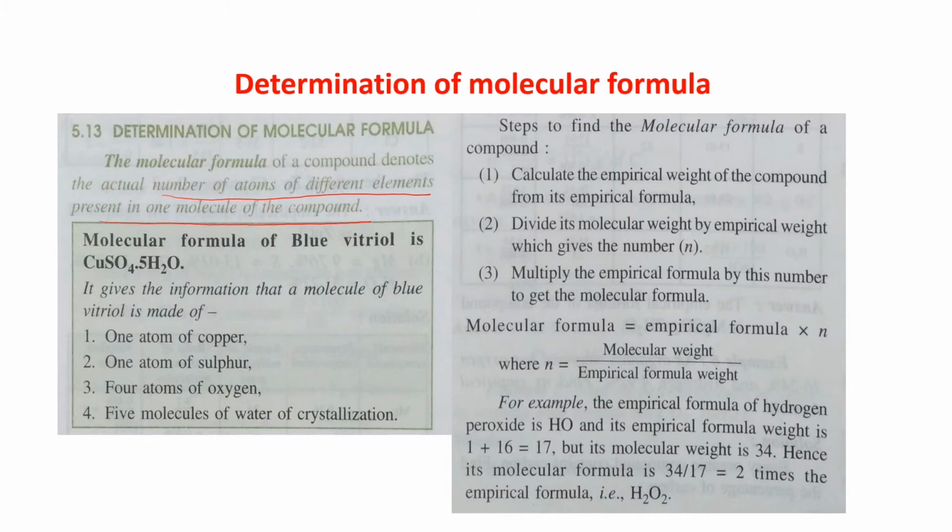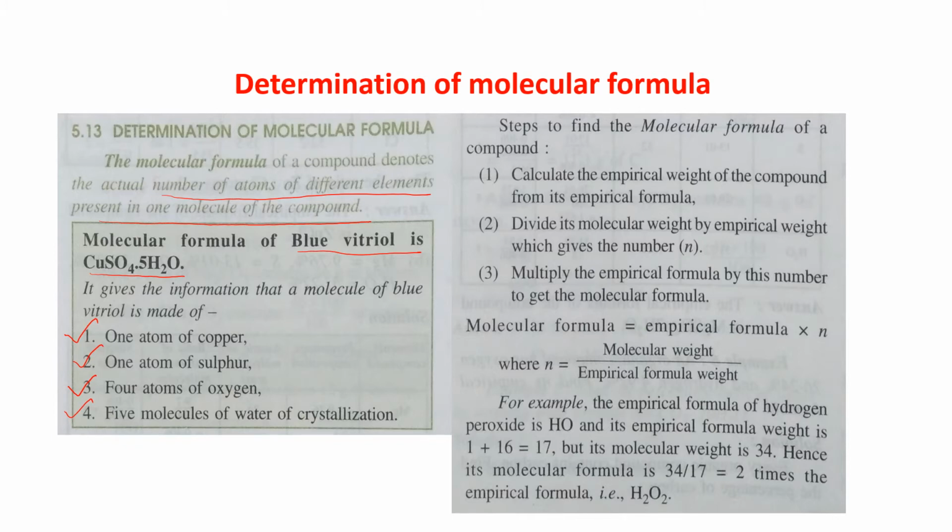Let us take an example. The molecular formula of blue vitriol is CuSO4.5H2O. So what information can I get from this CuSO4.5H2O? It is giving you the information: one atom of copper is present, one atom of sulfur is present, and it contains 4 atoms of oxygen because of CuSO4, and it has 5 molecules of water of crystallization.